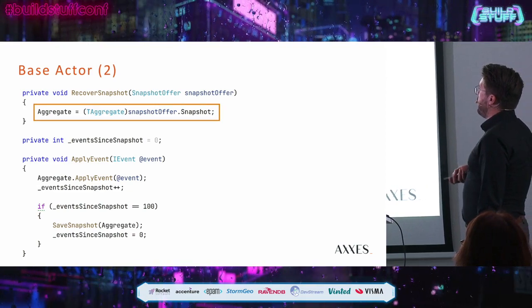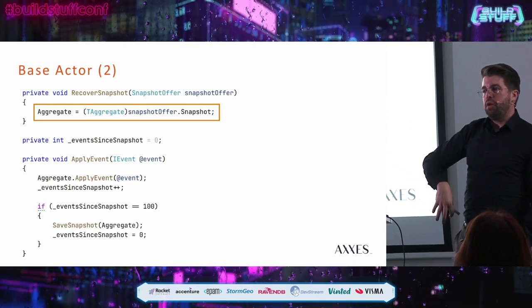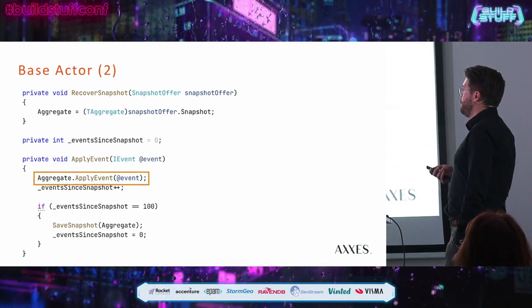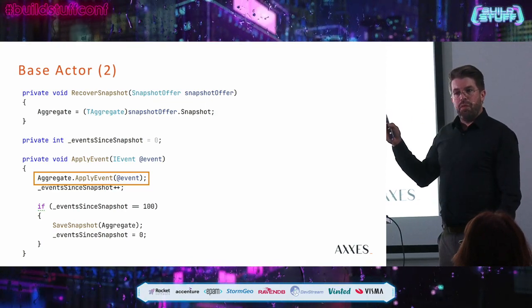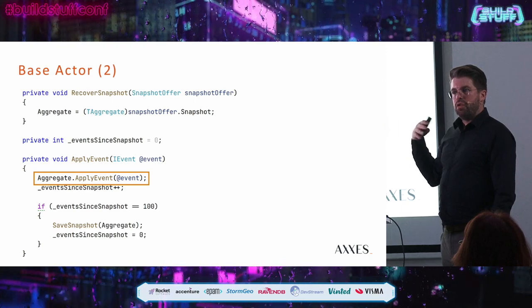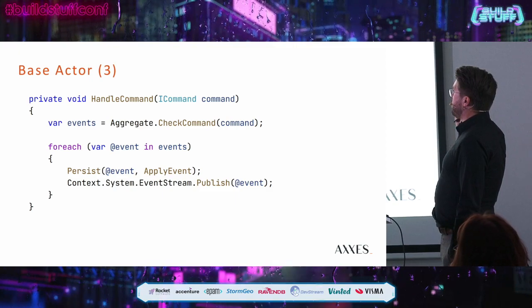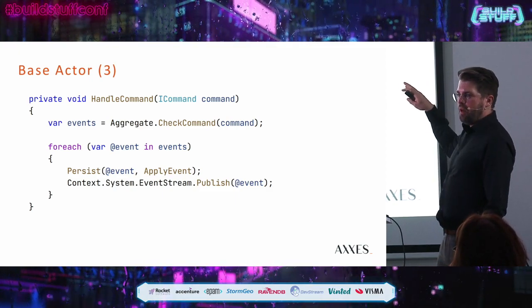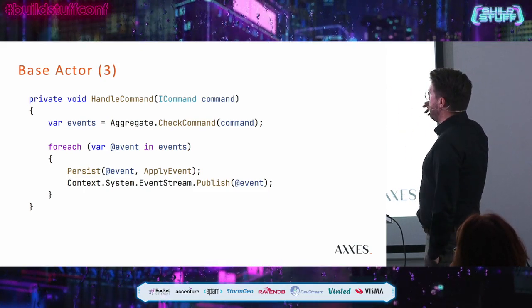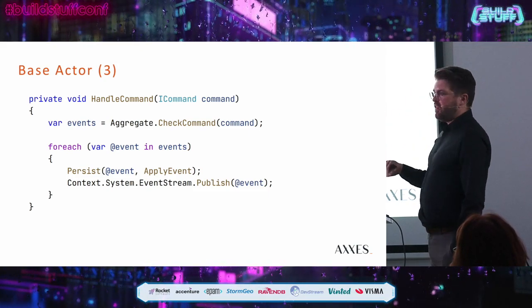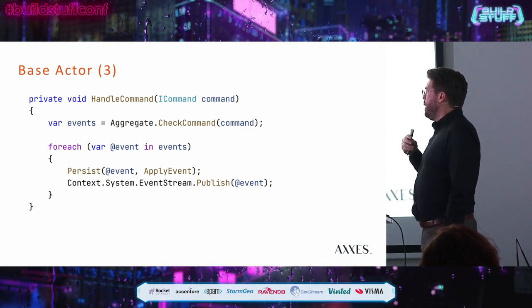And if I recover from a snapshot, I just replace my aggregate, because that was serialized with all of its fields into the database, and that's going to come back. We can just replace it. And on my aggregate, I can just call the apply event method for every event that is going through the system. And for the commands, what I'm going to do is call the check command method on the aggregate, get events back that have not been applied yet. And for those, I will persist them and apply them. And that way the aggregate is mutated completely.